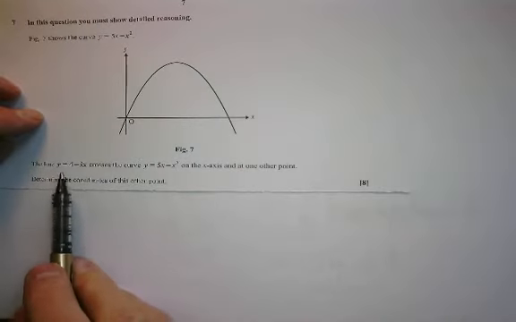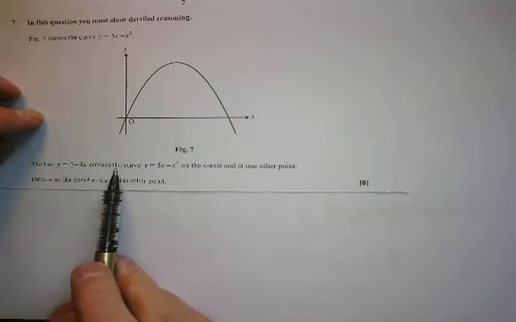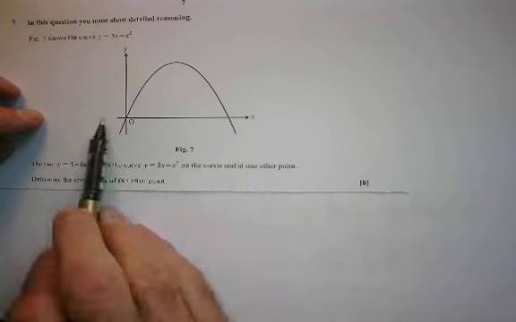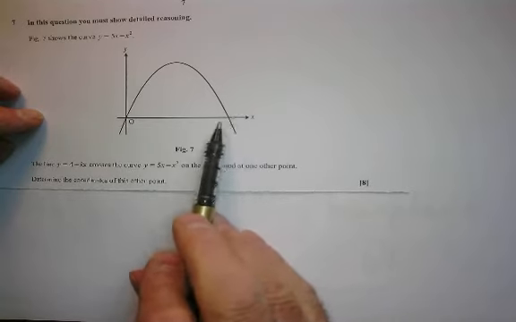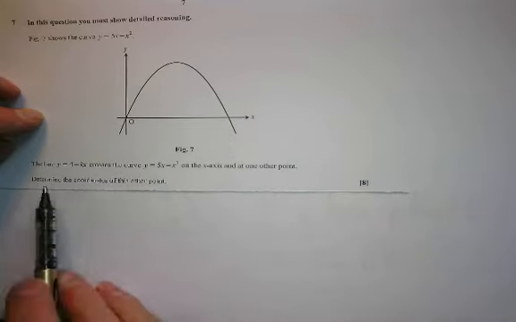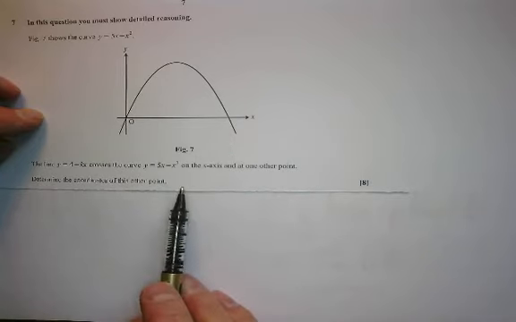The line y equals 4 minus kx crosses the curve, this one, on the x-axis, so somewhere along here. So it must cut there or there, and at one other point. Determine the coordinates of this other point.